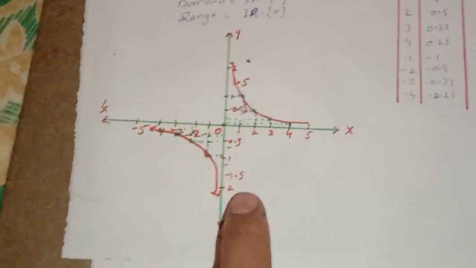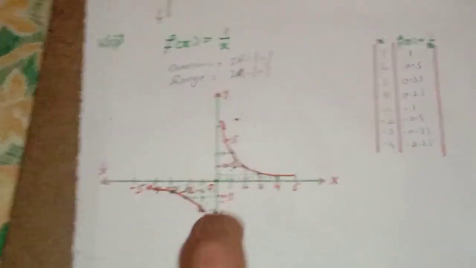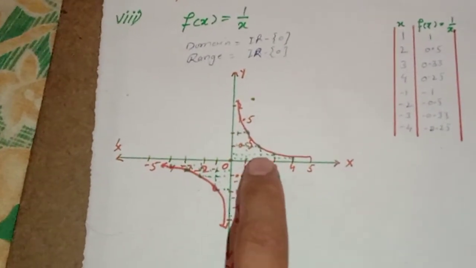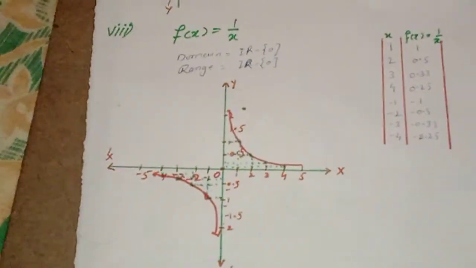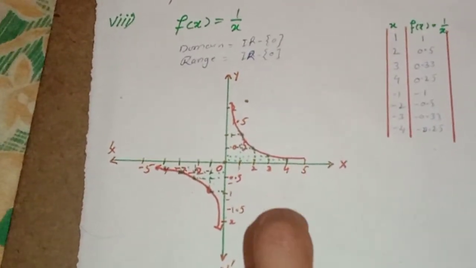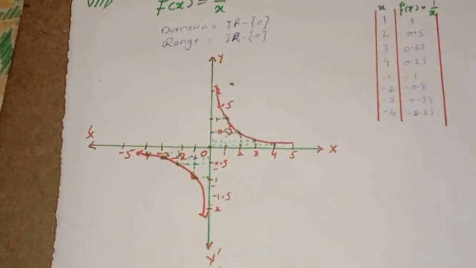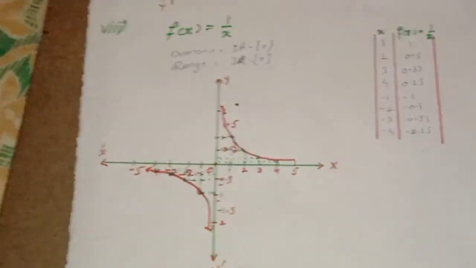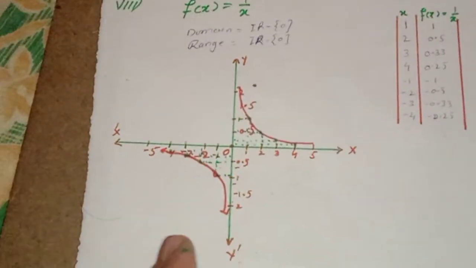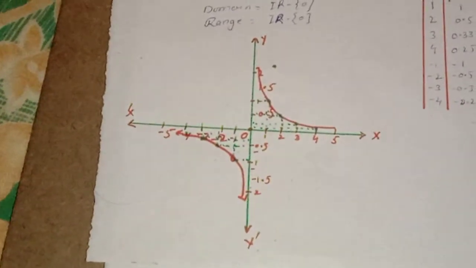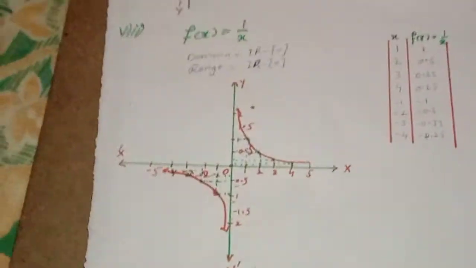Focus on the graph. When we put 0, we cannot put 0. When we put 1, it gave us 1. When we put 2, it gave us 0.5. When we put 3, it will give us 0.33. When we put 4, it will give us 0.25. It will give very small values, but not 0. It will approach 0, but not give us 0. As well in the negative direction, it will give very small values and approach 0. So this is the graph of the function f(x) equals 1 over x.